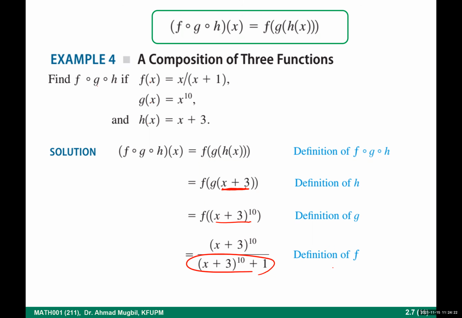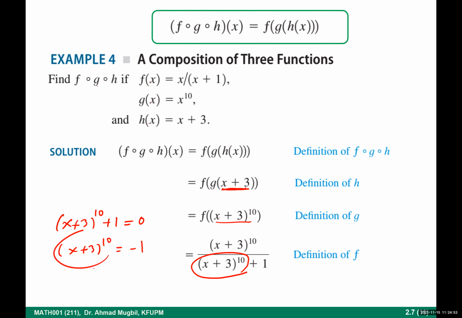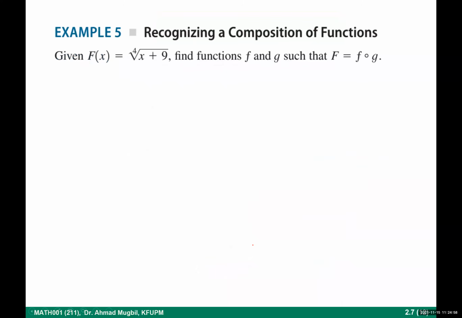You need just to put that the denominator is not 0. It will never be, because this will never ever equal a negative number. So it will be all the real numbers except... Is there a number that will make the denominator equal to 0? If you put (X plus 3) to the power 10 plus 1 equals 0, this means that (X plus 3) to the power 10 equals negative 1. Is that possible? No, it is not, because this is always positive and this is negative. How can positive equal negative? It will not be a real number.